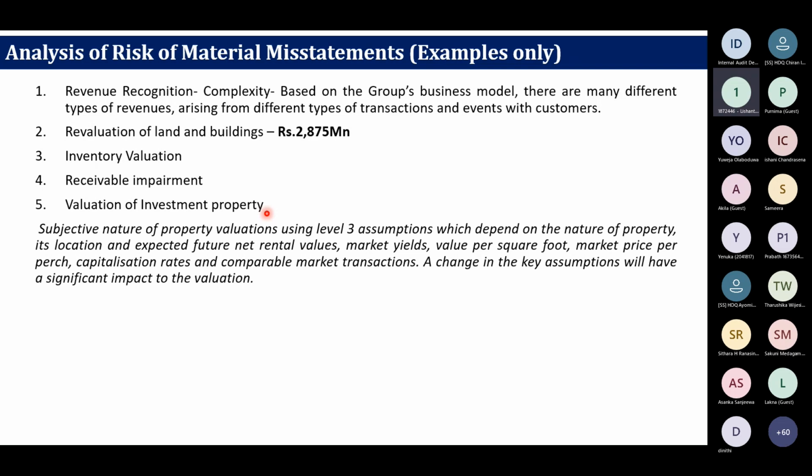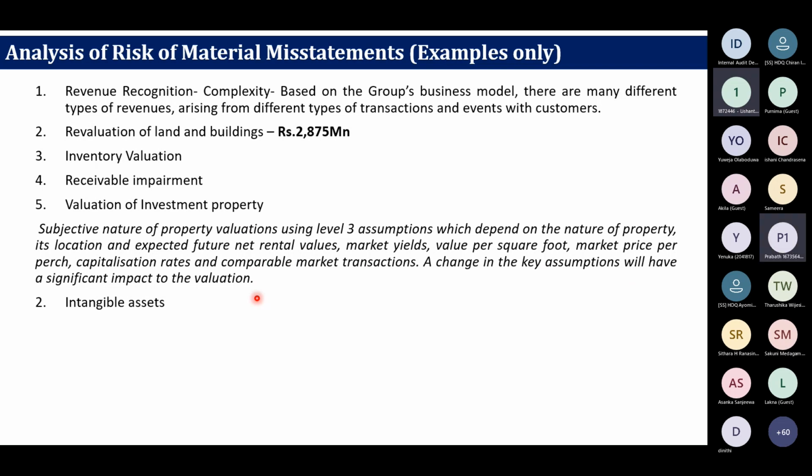And especially see this point. Now, if you want to write an answer from the risk of misstatement angle, you may write an answer like this: subjective nature of property valuation, especially when it comes to investment property. We know level 3 assumptions are used, unobservable data, right, which depend on the property location, future net rental, market yield, everything. So a simple change in these key assumptions will have a significant impact on the valuation.